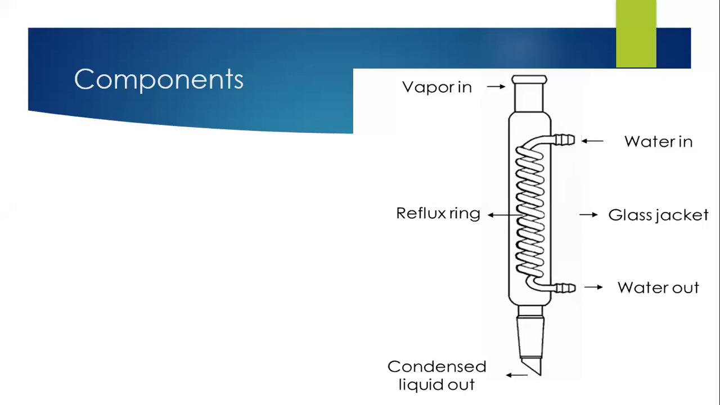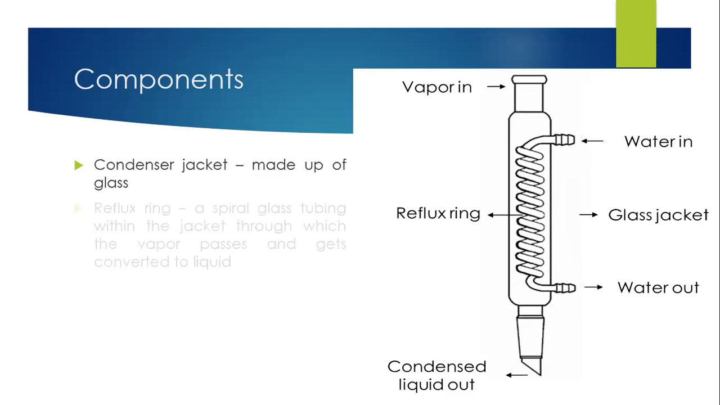Now, when we talk about industrial things, metal applications are also there, but we are not worrying about that. Our focus is only on glass condensers. So let me repeat the components again. We have a condenser jacket. The whole jacket is made of glass, and the reflux ring and the interaction of the water vapor with the coolant happen within the glass jacket.